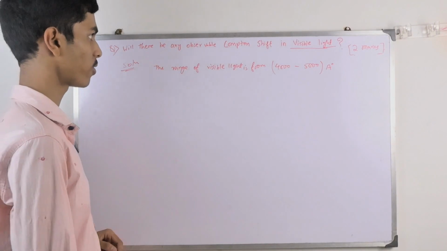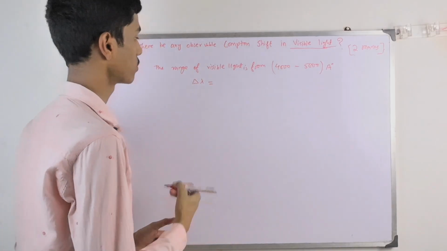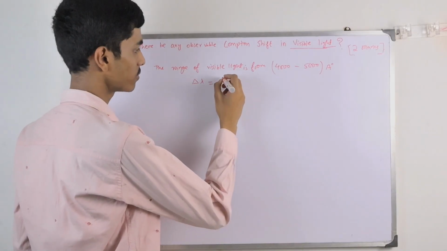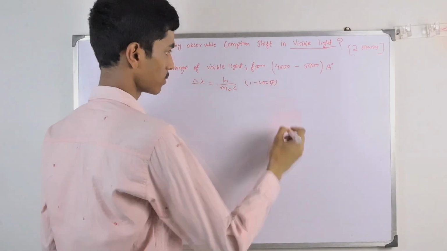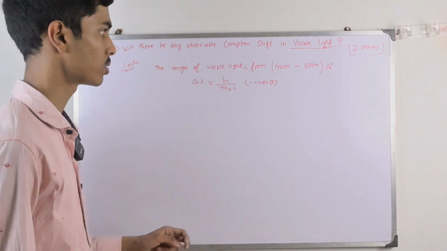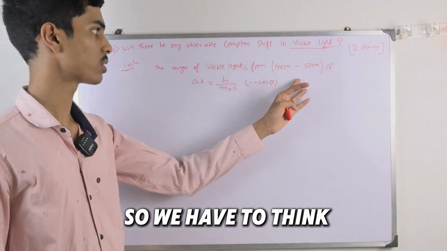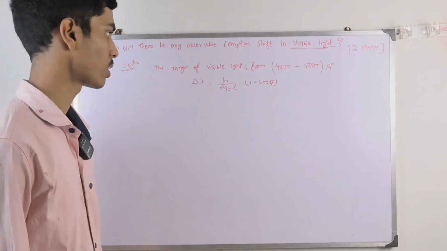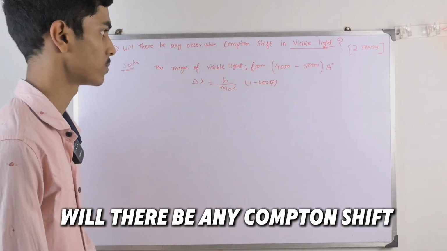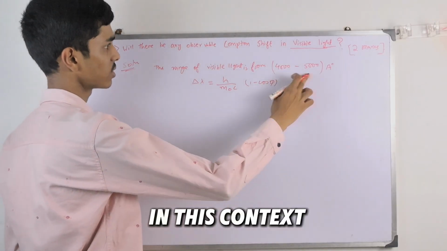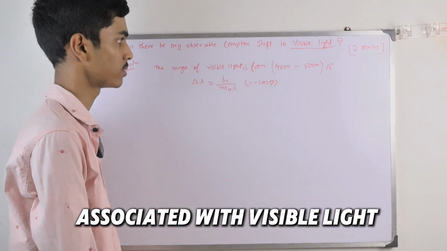So what is the formula for Compton shift? We have just learned about it. The formula for Compton shift is h by m naught c into 1 minus cos phi. Okay, that was the formula. So what about this wavelength? We have to think about this one. If it is like this, will there be any Compton shift? Means, in this context, will there be any Compton shift associated with visible light?